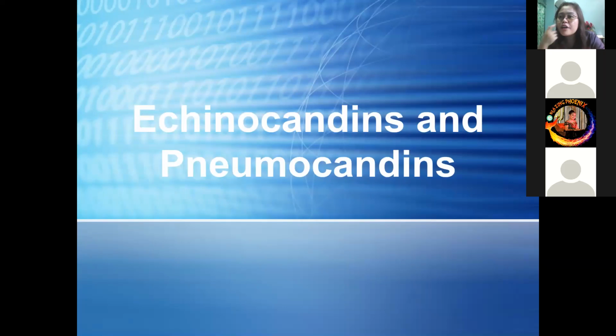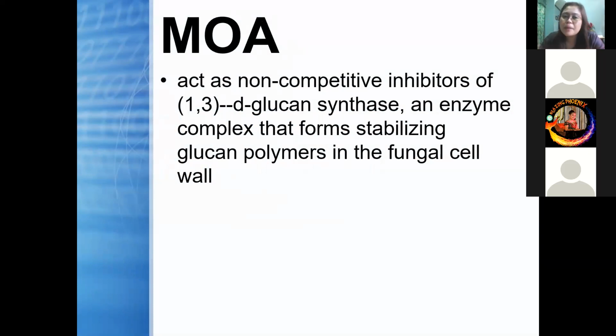So we have another group of antifungal classes, the echinocandins and the pneumocandins. Their mechanism of action is more on the enzyme 1,3-D glucan synthase. They inhibit this enzyme that is very important in the formation of glucan polymers in the cell wall of the fungi. The previous antifungals we discussed targeted ergosterol, the lipid component of the fungal cell membrane. This time, it's the glucan, meaning the carbohydrate component of the cell wall of the fungi. So the target of echinocandins is the enzyme 1,3-D glucan synthase.